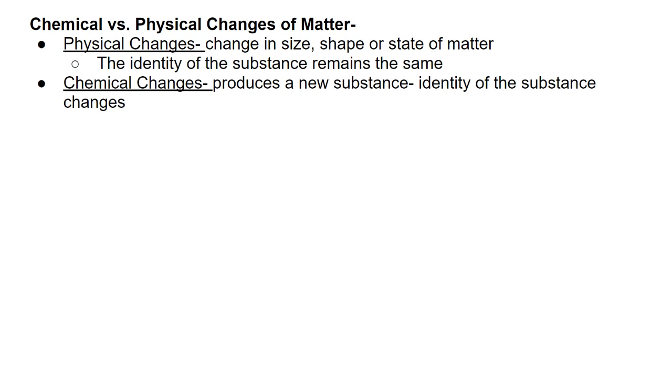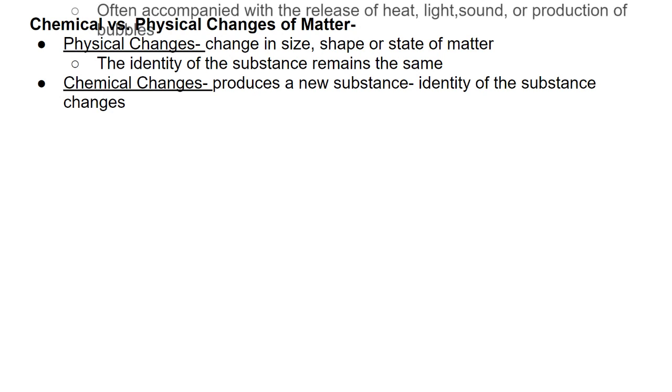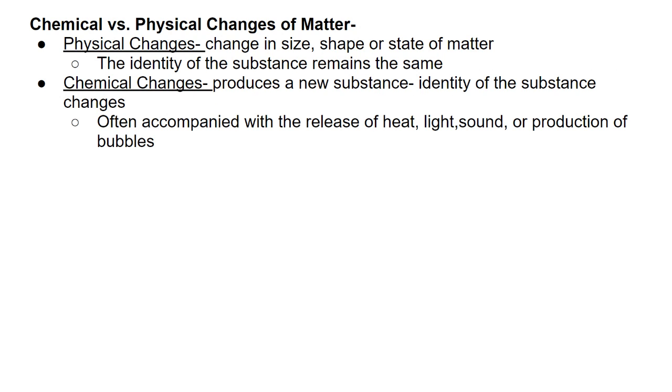Chemical changes. Chemical changes are a little harder. They produce a new substance, and the identity of the substance is going to change. And you'll see things happen when a chemical change occurs. We're going to do a couple examples of these in class. But for example, when a chemical reaction occurs, a lot of times it's associated with the release of heat. Maybe there's a popping sound. Maybe light is produced, or maybe bubbles are given off. Okay. We'll do a couple real simple ones of chemical changes in class.